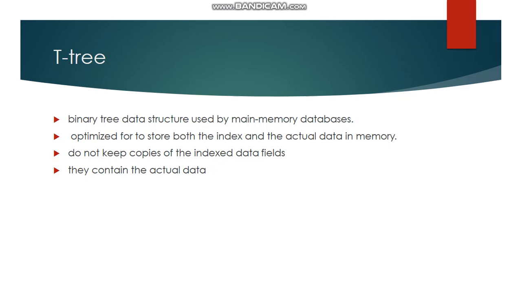T-trees do not keep copies of the index data fields. Instead, they contain the actual data. They take advantage of the fact that the actual data is always in main memory together with the index, so that they just contain pointers to the actual data fields.